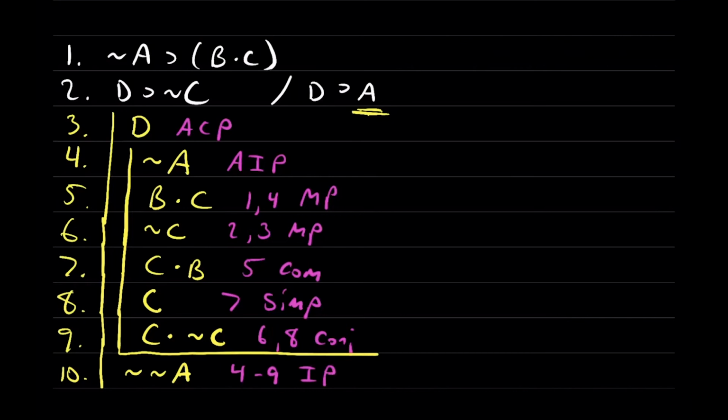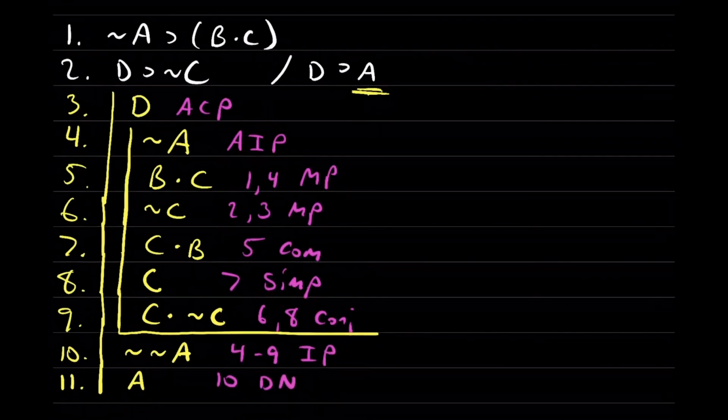But of course, not A is just A. So on line 11, still inside this vertical line, A. And that's going to follow from line 10 by double negation. I'm going to bump this up one row. There we go.